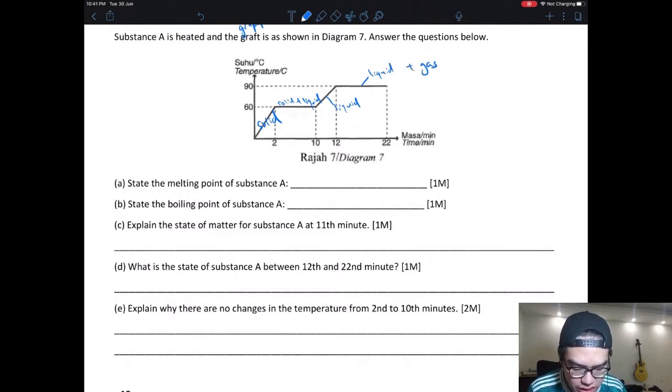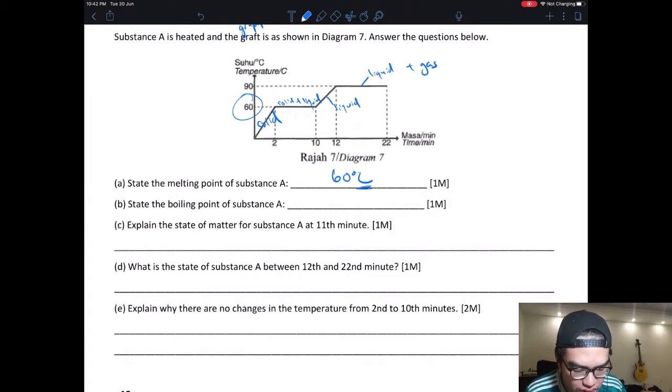State the melting point of substance A. Melting point is this one where solid starts to turn into liquid. So it's 60 degrees Celsius. Please remember to add the degree Celsius. I have students who write 60 and then they got it wrong. Unit is very important.